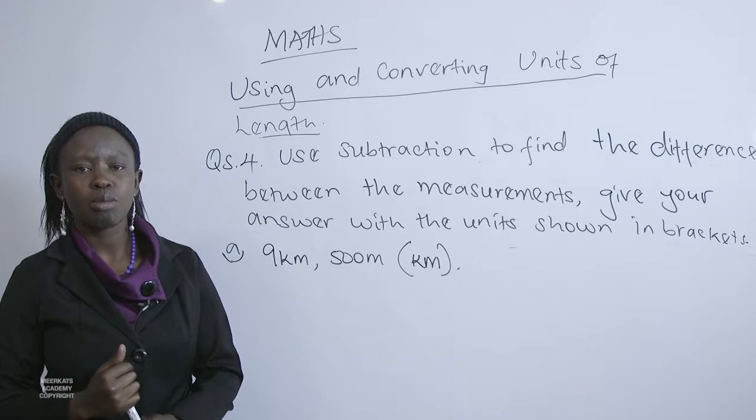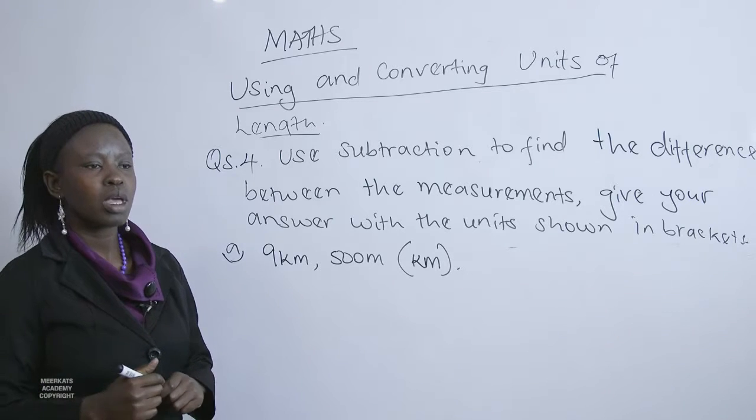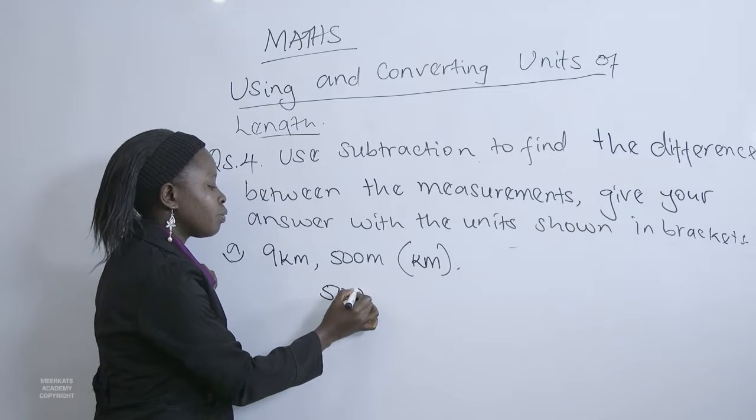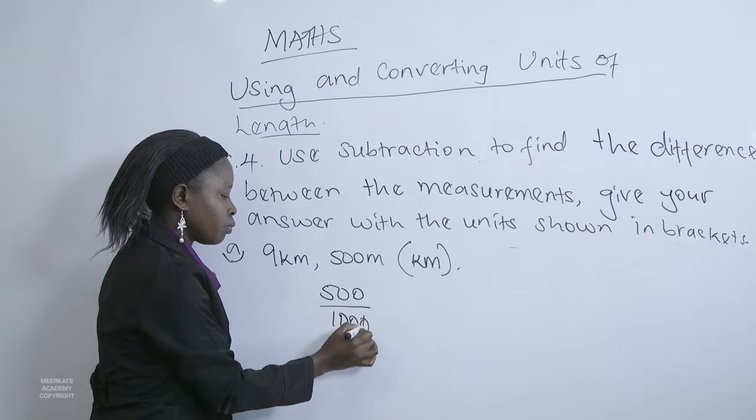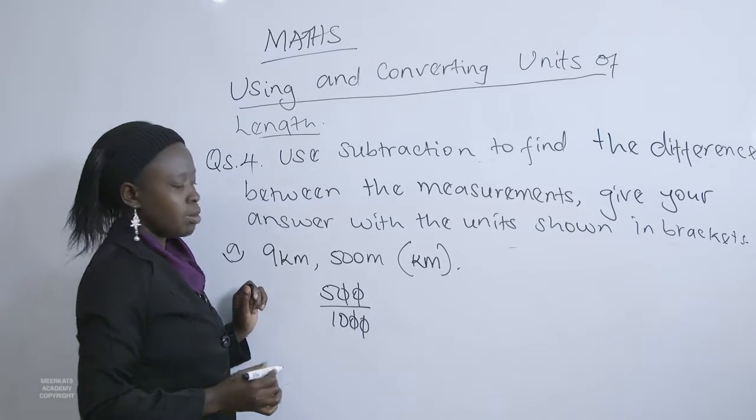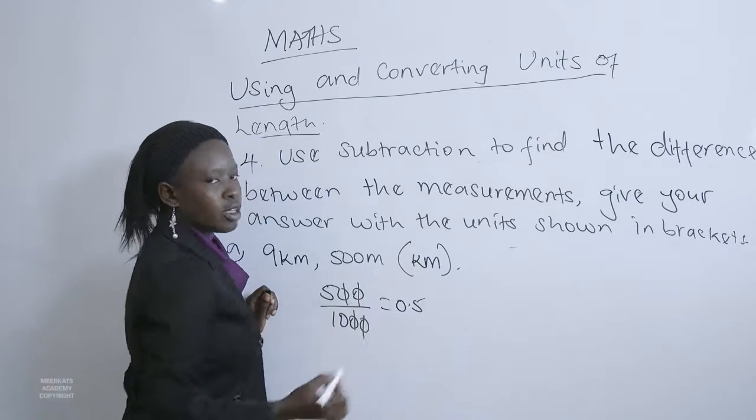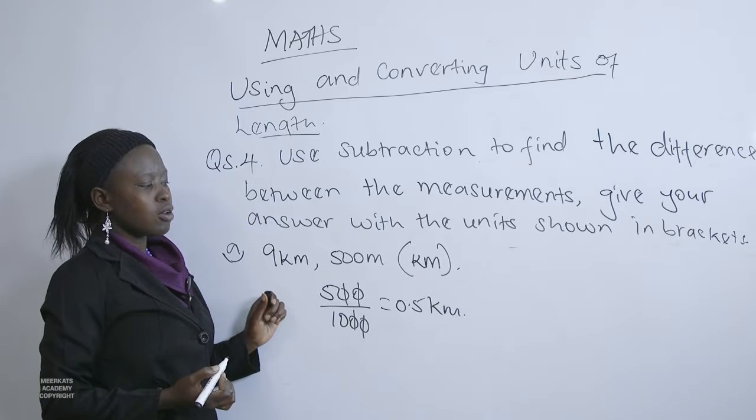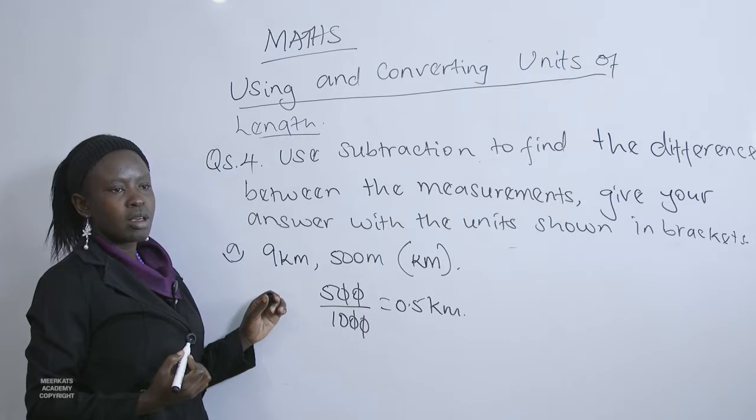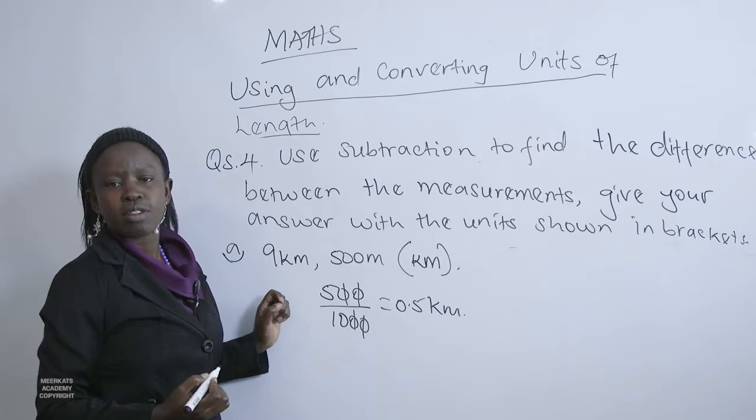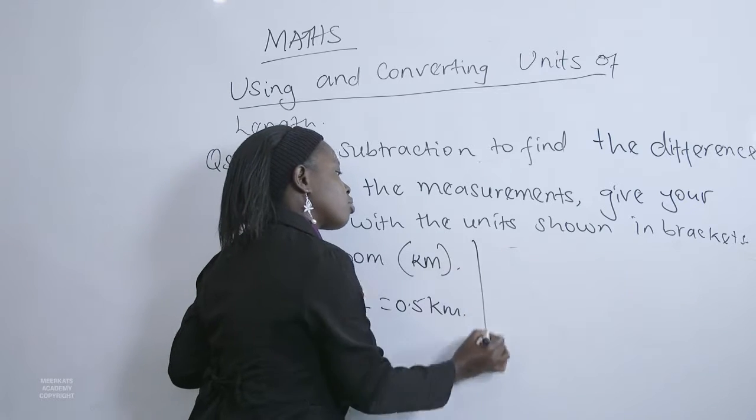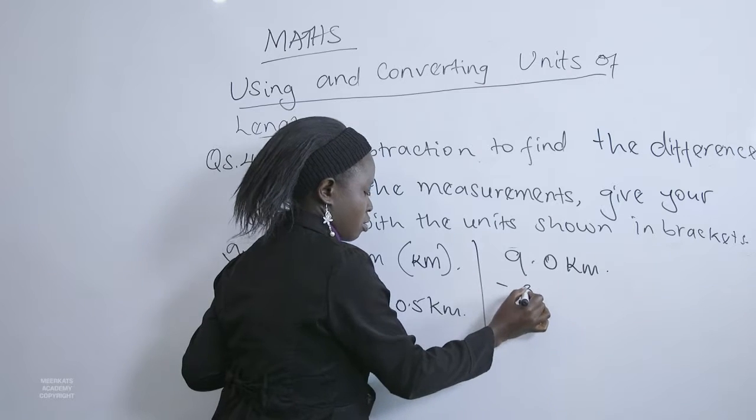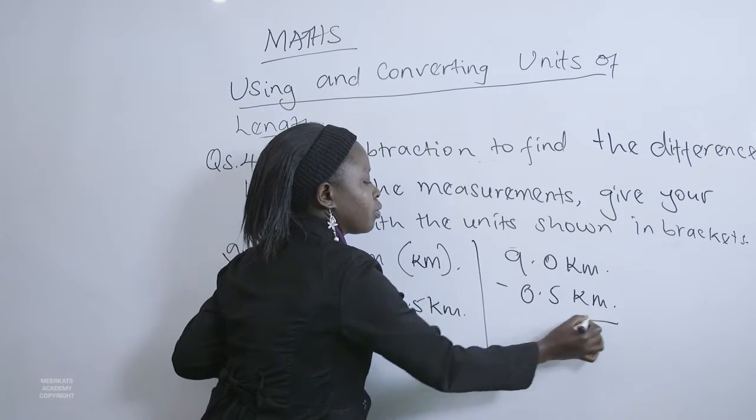So we are converting from a smaller unit to a larger unit. That means we divide. So 500 meters to kilometers will be 500 divided by 1000. 500 divided by 1000 gives us 0.5. So we have 0.5 kilometers. So we have 9 kilometers and 0.5 kilometers. We need to subtract so that we get the difference between the two measurements.